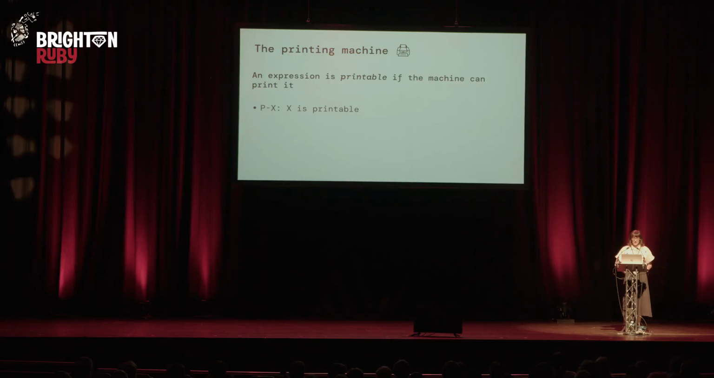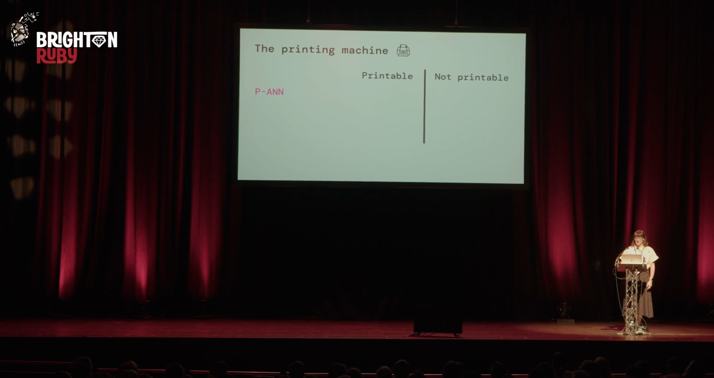For any expression x, P dash x means x is printable, and MP dash x means that x is not printable. With a quick example: if we have the expression P dash ANN, that means that ANN is printable. And MP dash PPP means that PPP is not printable, okay?